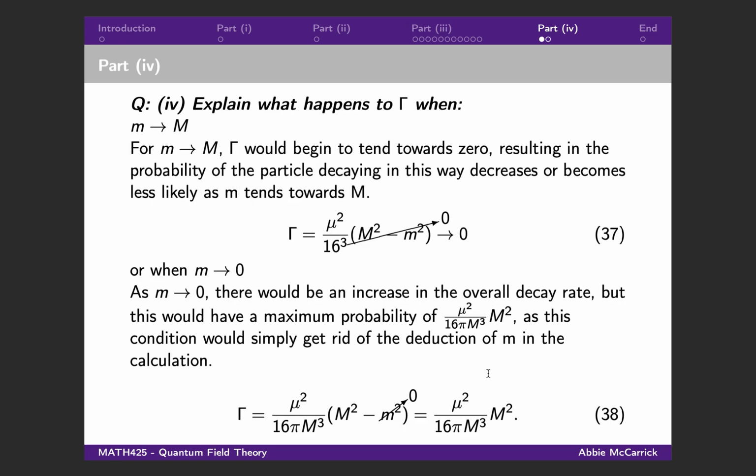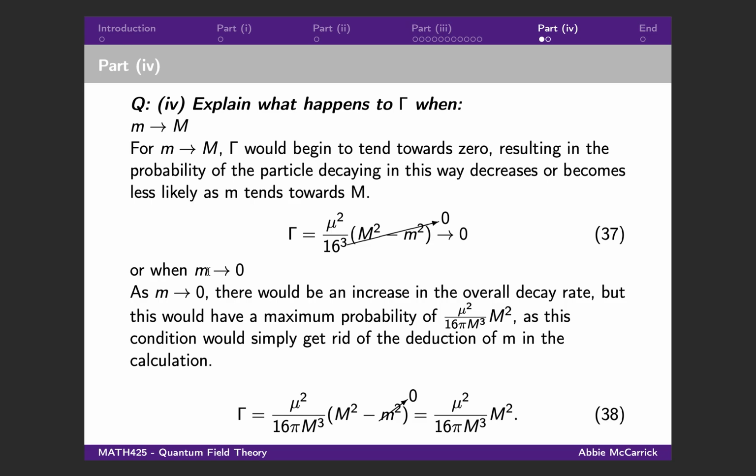So if m starts to get larger, towards big M, we do end up seeing that this reduction here, the little m, does get larger, which impacts the decay rate and makes it smaller. So if we set this m equal to big M, this whole bracket is equal to 0, which would set the whole decay rate equal to 0, which we can see here in equation 37. If m is tending towards big M, so it's increasing, the decay rate as a whole would decrease.